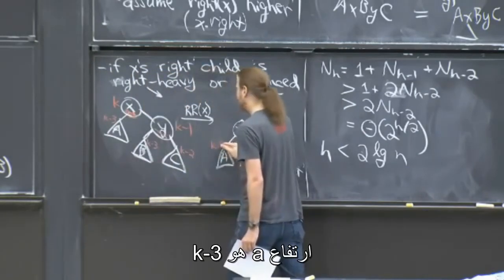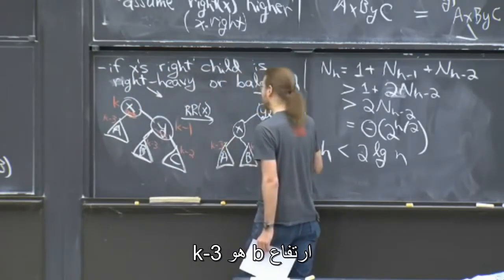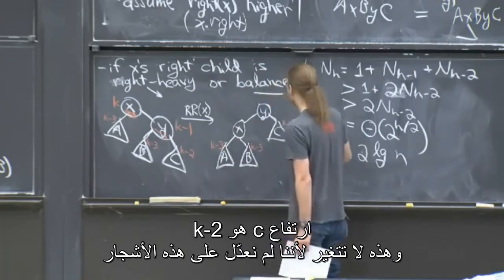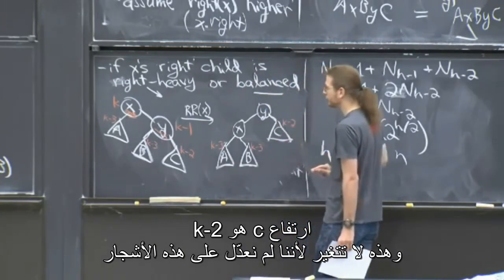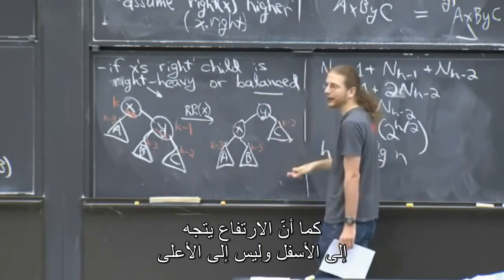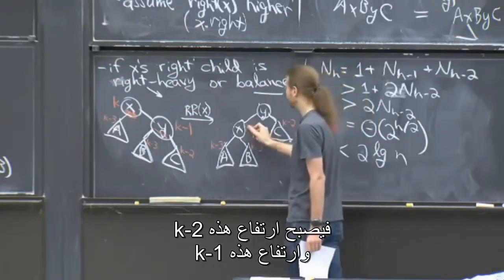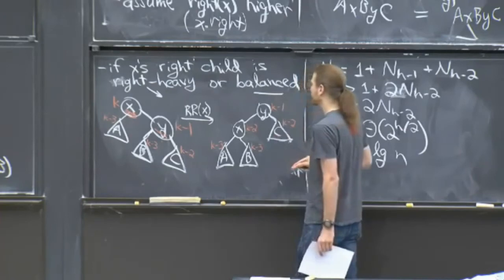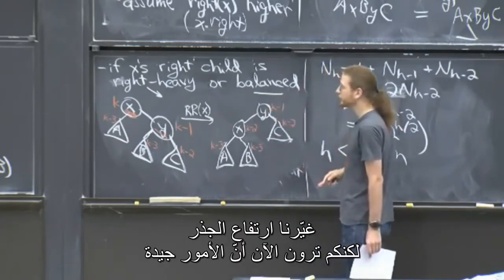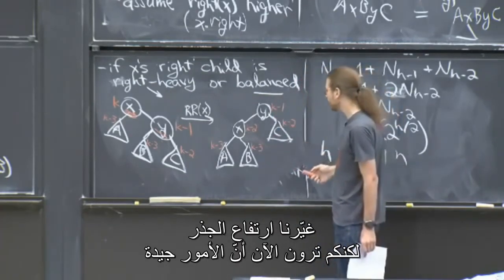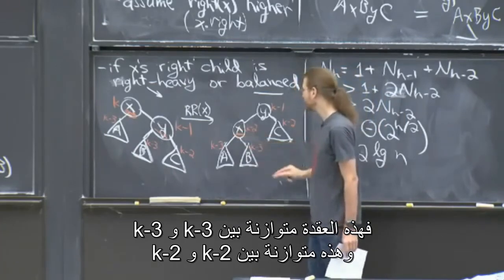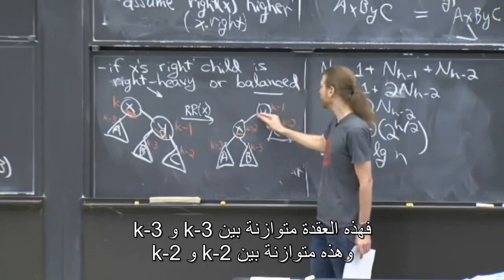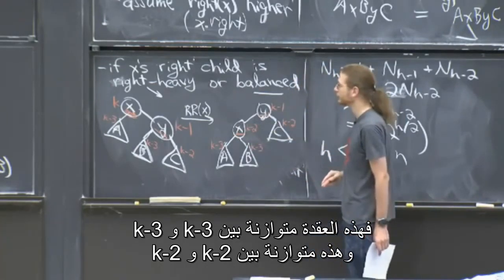So we have k minus 3 for A, k minus 3 for B, k minus 2 for C. Those don't change because we didn't touch those trees. And height is about going down, not up. And so this becomes k minus 2, and this becomes k minus 1. And so we change the height of the root, but now you can see that life is good. This is now balanced between k minus 3 and k minus 3. This is now balanced between k minus 2 and k minus 2.